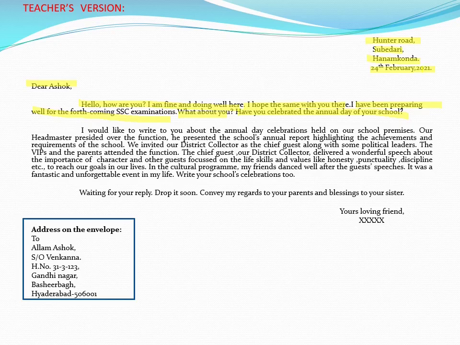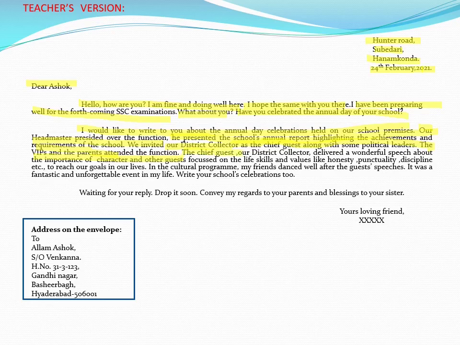Then second paragraph, we are dealing with the main content. I would like to write to you about the annual day celebrations held on our school premises. Our headmaster presided over the function. He presented the school's annual report highlighting the achievements and requirements of the school. We invited our district collector as the chief guest along with some political leaders. The VIPs and the parents attended the function.